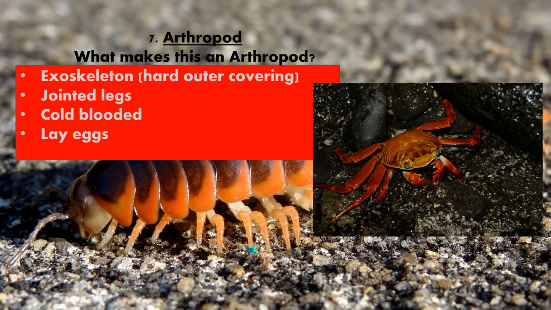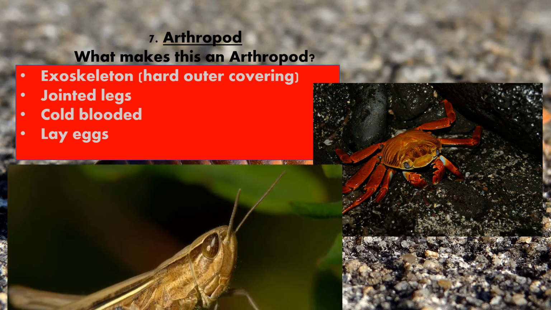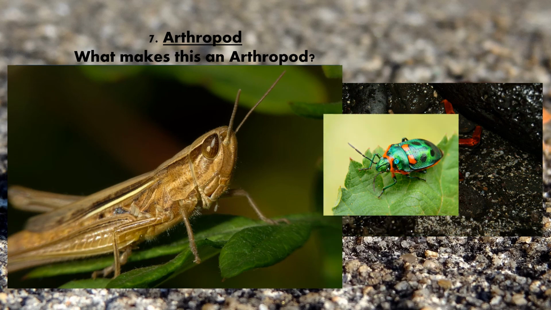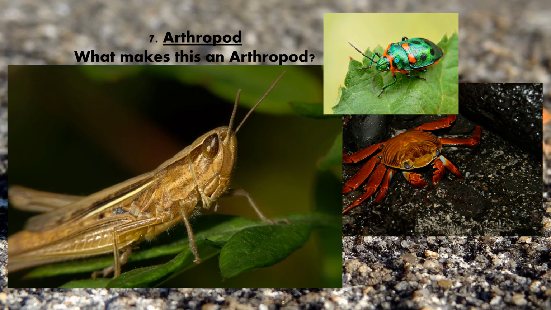Here's another example, a crab. Do you see those jointed legs and the hard outer covering? Also this grasshopper. Now I know he has wings, which are not that hard, but they are brittle. And he has a hard covering as well. And look at those jointed legs. And here's another good example, this beetle. The beetle's back is definitely very hard and under its belly as well.